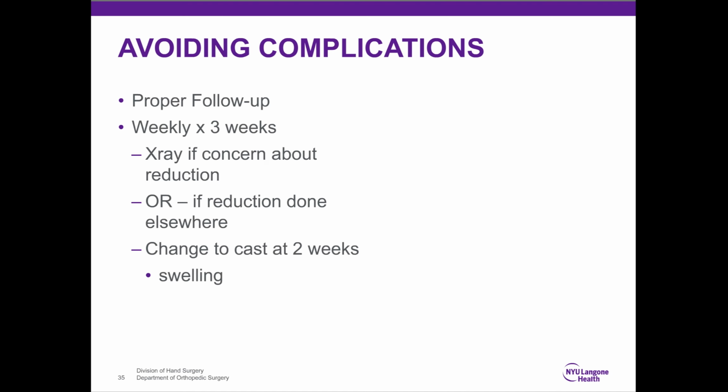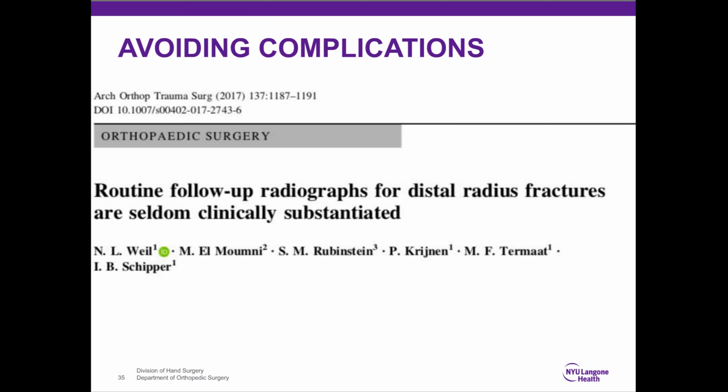So in terms of my algorithm, I do get weekly x-rays after a closed reduction for 2 to 3 weeks. And that's specifically if I have concern about the reduction holding, or if the reduction was done elsewhere. I just don't trust any other reductions other than my own, which is sort of pigheaded. But I generally do change to a short arm cast at 2 weeks.